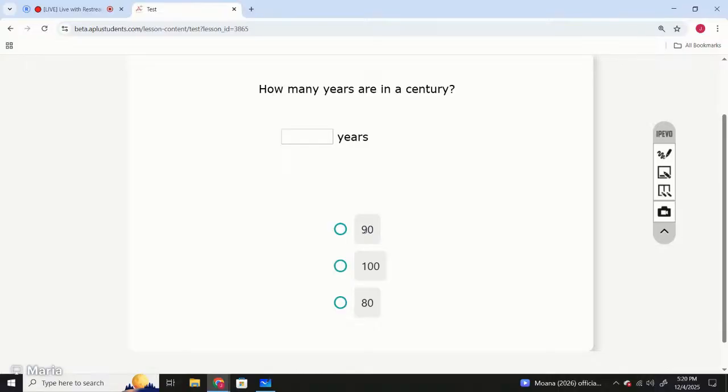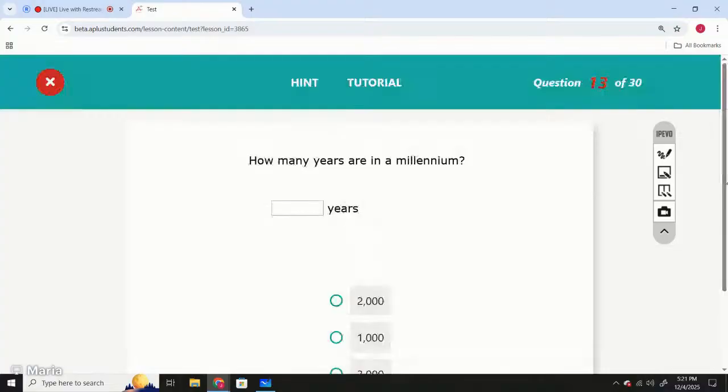How many years are in a century? There are 100 years. Option number 2 is the correct option. How many hours in a day? There are 24 hours in a day. Okay, you can complete the lesson by yourself later today. Let me just move on to the next lesson.